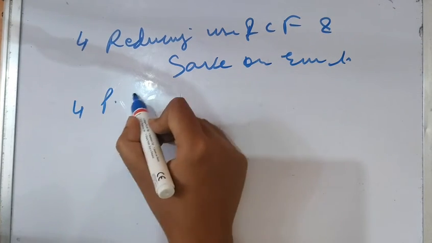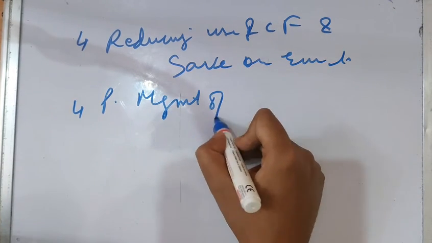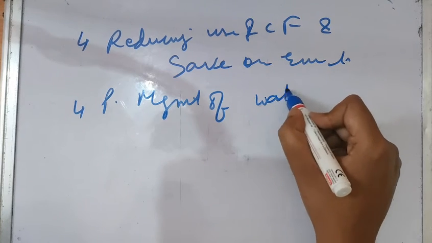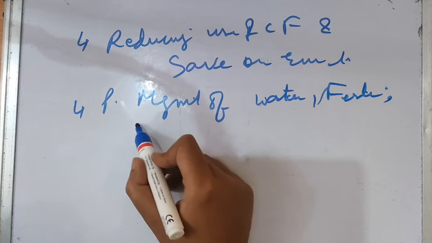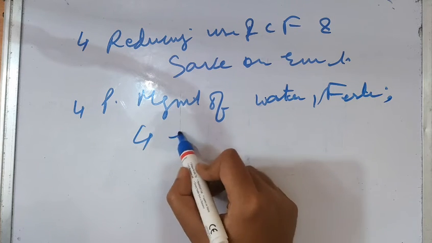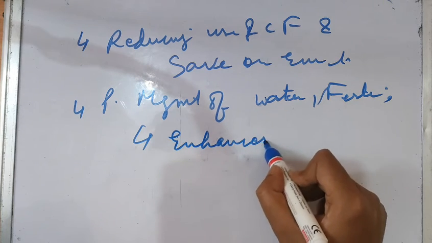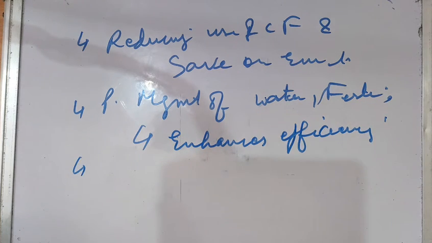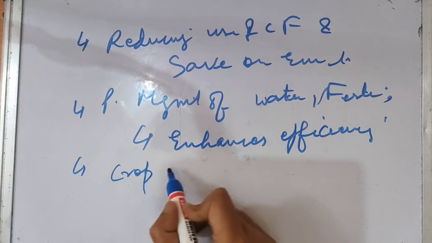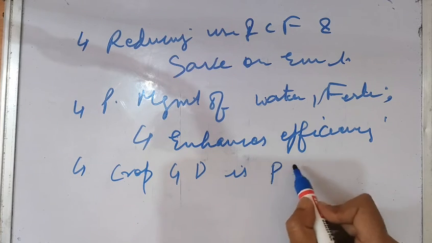It helps in proper management of water and fertilizers, and enhances the efficiency of these things. You do not use so much water that most of it is lost in runoff losses. Use the optimum quantity. What is needed, we are going to use it. Here crop genetic diversity is preserved.